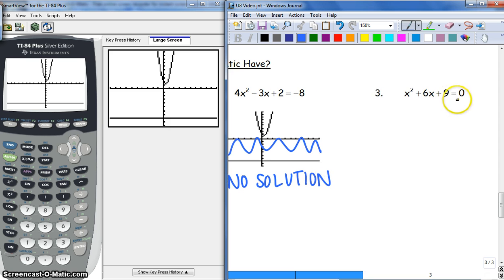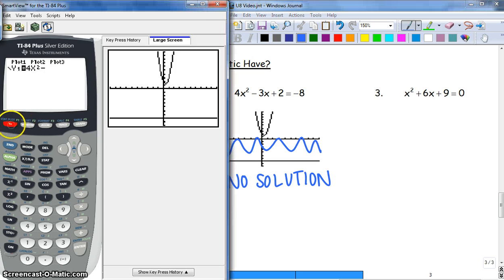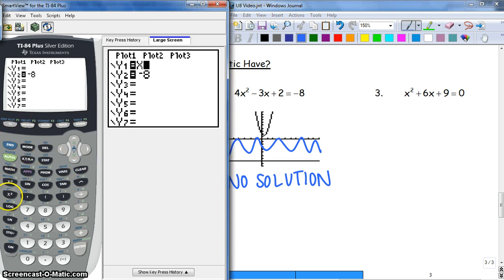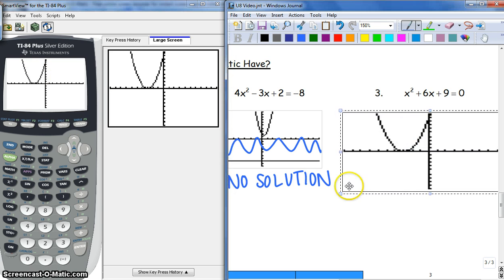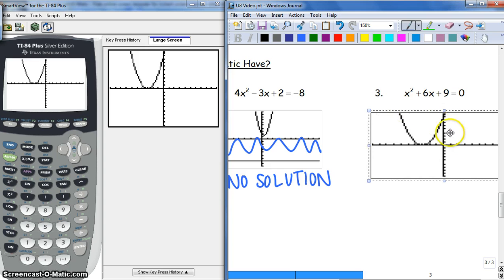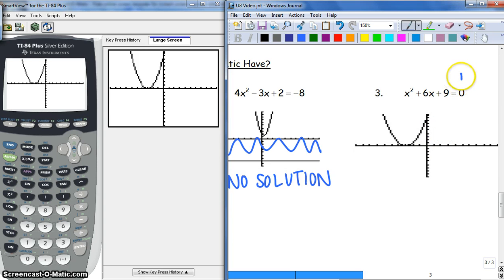Okay. Our last one is already in standard form, so again, if you wanted to, you could do quadratic formula with this. I just find it a lot faster to use my calculator and look at it visually. And this time when you graph this, you should notice there isn't any extra horizontal line. That's because the line that we're looking at is actually 0. So I'm looking for where my parabola hits this line, and it hits once. So this is one solution.